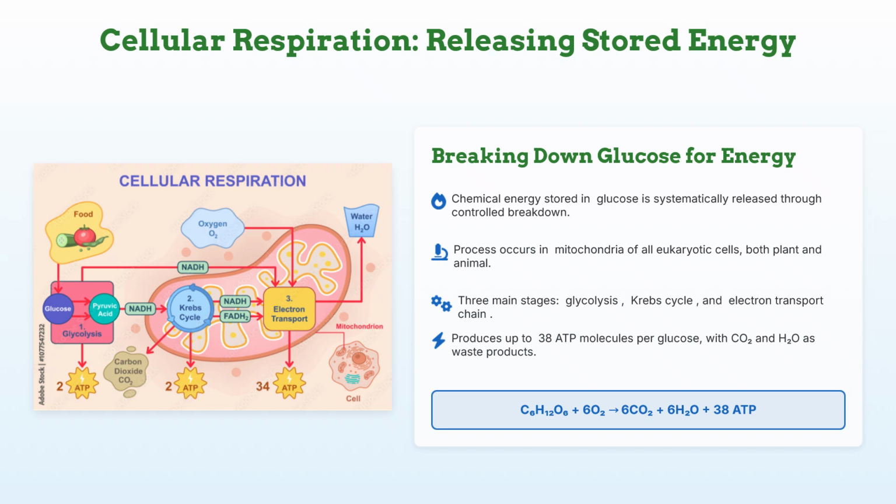The process consists of three main stages: glycolysis in the cytoplasm, Krebs cycle in the mitochondrial matrix, and the electron transport chain in the cristae. Each stage extracts energy from glucose in increasingly efficient ways, ultimately producing up to 38 ATP molecules per glucose. The waste products, carbon dioxide and water, are exactly what photosynthesis needs as raw materials.